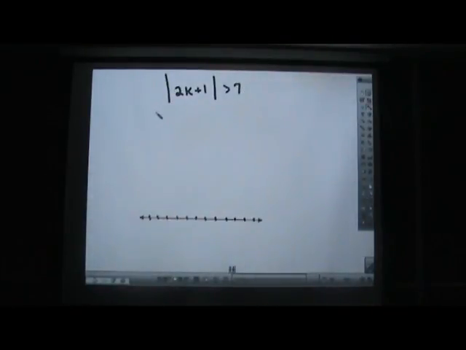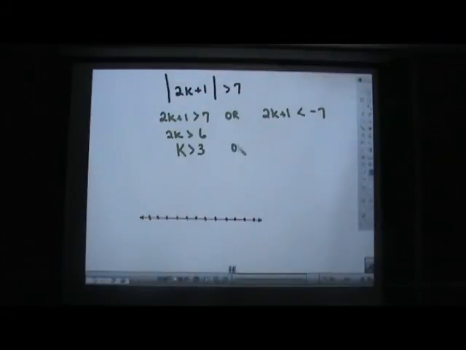All right, we'll quickly look at one more. The absolute value of 2k plus 1 is greater than 7, so we'll have 2k plus 1 greater than 7, or 2k plus 1, switch the symbol to less than, and change that to negative 7. So now we'll solve, subtract 1, 2k is greater than 6, divide by 2, k is greater than 3. Remember it's the word or, so we'll bring that down. Subtract 1 from this one, and we'll get 2k is less than negative 8. Divide by 2, k is less than negative 4.